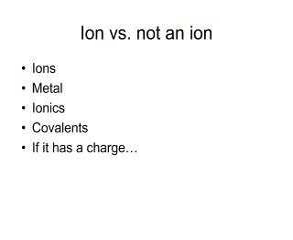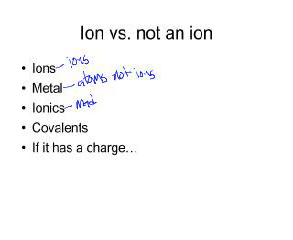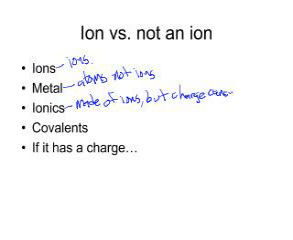Then we have another battle. Ion versus not an ion. Ions, they're ions. They have a charge. Metals, they are atoms, not ions. Ionic compounds are made of ions, but their charge cancels. So if I asked you if an ionic compound was an ion or not, the answer is no, it is not an ion, but it's made of ions.